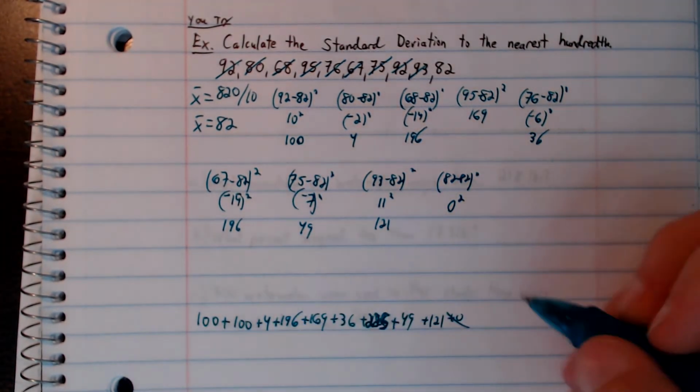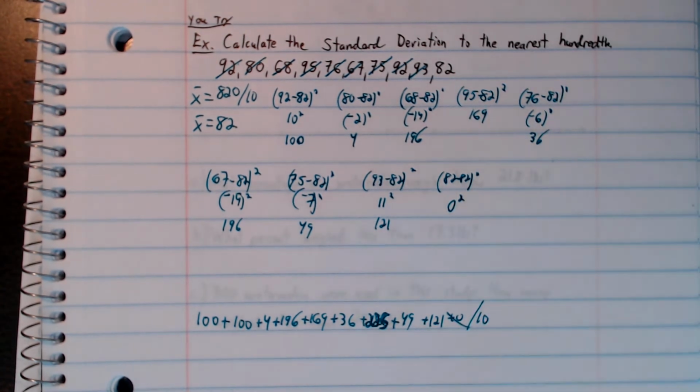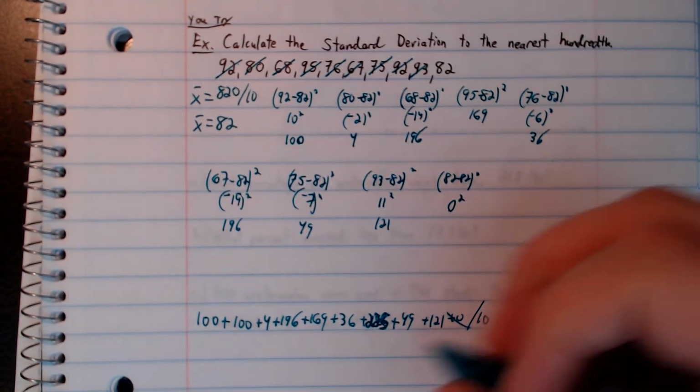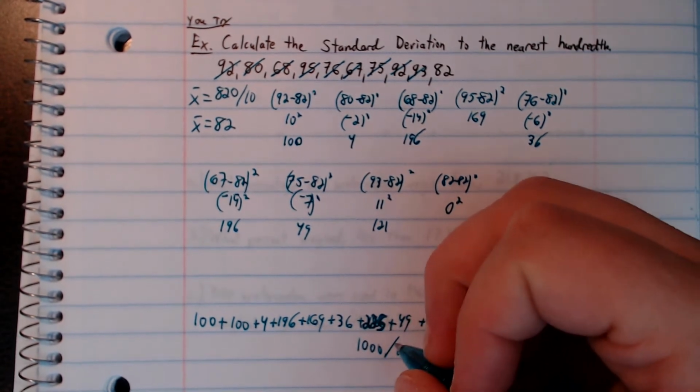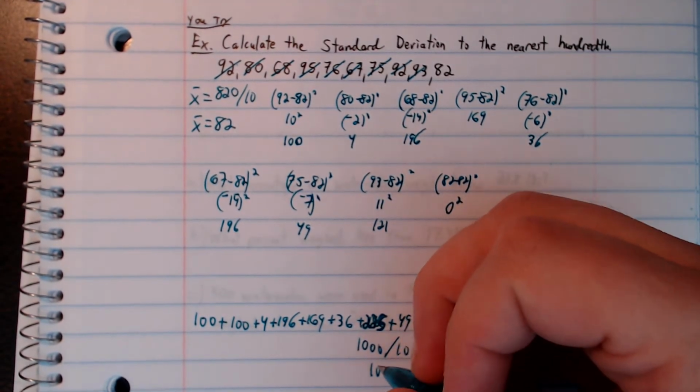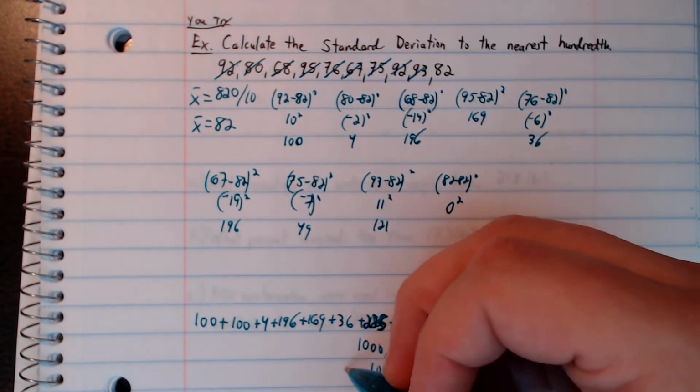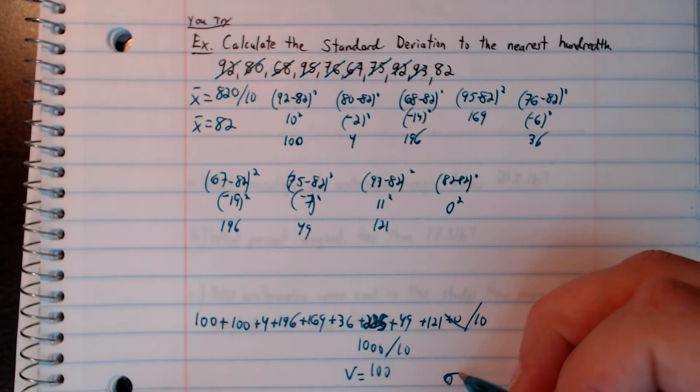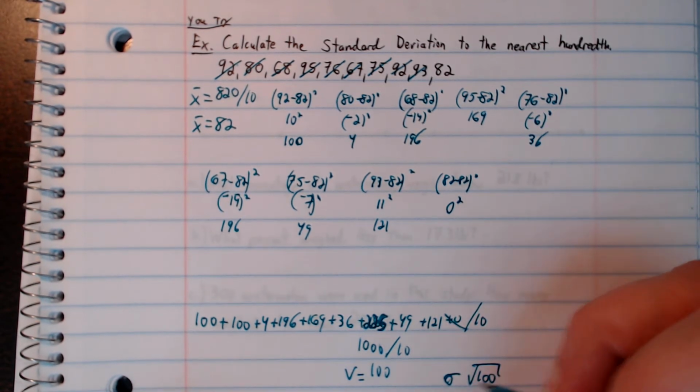All right, so we add all these up. There's 10 total divided by 10. 100 plus 100 plus 4. 6 plus 169 plus 0. Why not? Ooh, 1,000 is 100. So we found our variance to be 100. If we want standard deviation, we take the square root of 100, and we get a standard deviation of 10.